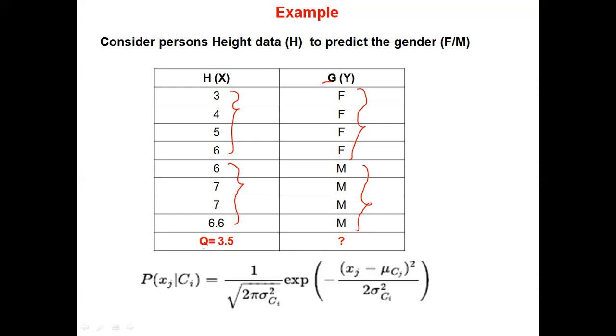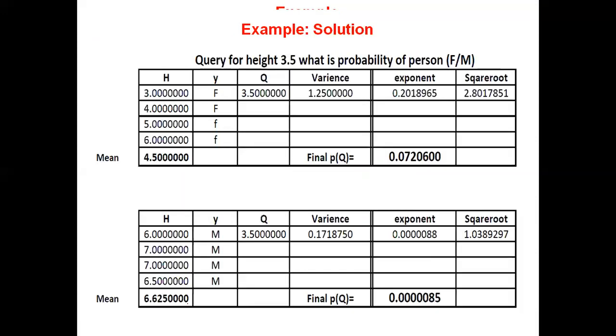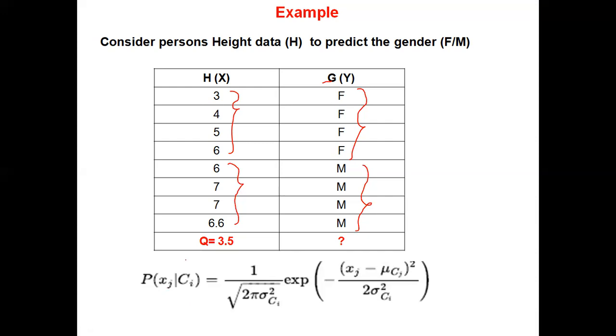Assume that in the given problem statement, a query point is also given. My query is 3.5, and for that we need to calculate the gender. How will you calculate this using the Gaussian naive-Bayes classifier? We'll see the solution here. We'll use this formula: the probability of x, my query, for the class labels male and female, where x is my query and c represents female and male. For female and male we will calculate the probability of the query point using this formula.